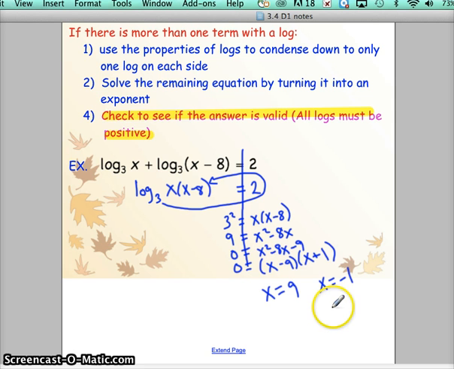But I always have to check my answers. So if I plug a 9 in, I'll have log base 3 of 9. That's log of a positive. If I plug a 9 in here, I'll have 9 minus 8, which is 1. I'll still have log base 3 of a positive, so that's good. But check out this one. If I plug a negative 1 in, then I'll have log base 3 of a negative number, and that's no good. That's an extraneous solution, so we cross it out.